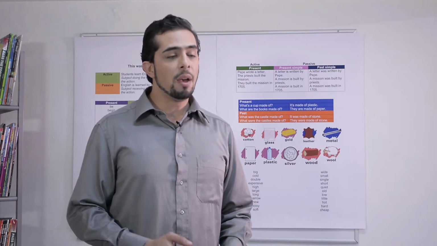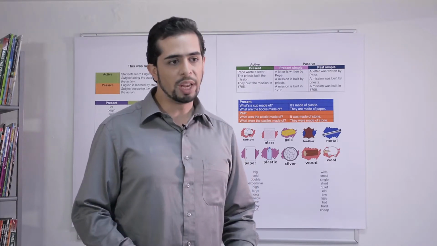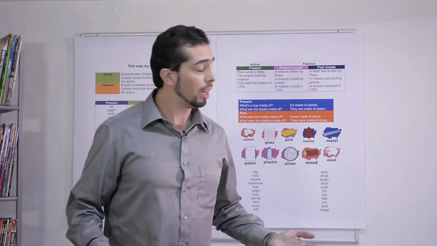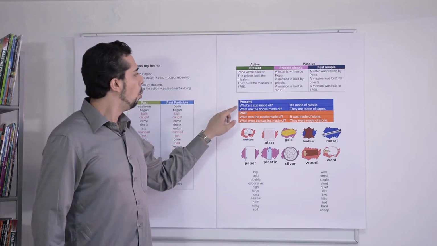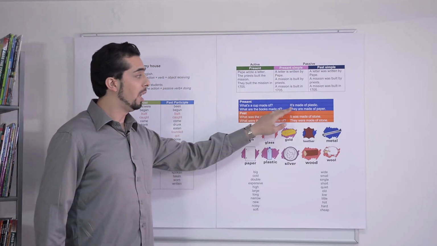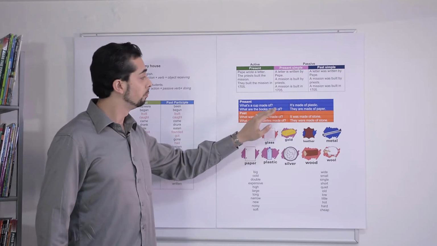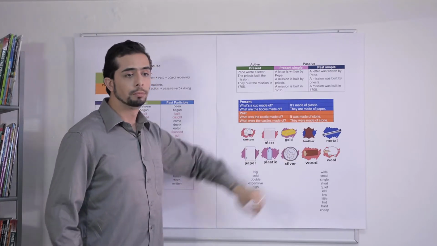Now listen. Mission Santa Rosalia in Mulegé. When was it built? Yes, it was built in 1705. Great. We also use the passive to describe what something is made of. Look. What's a cup made of? It's made of plastic. What are the books made of? They are made of paper.